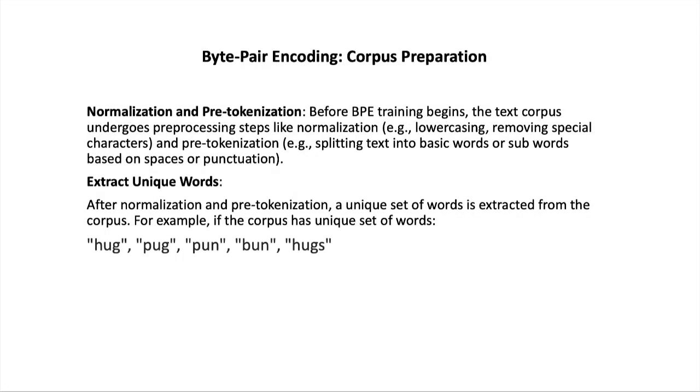Before we can apply byte-pair encoding, we need to prepare the text. This involves two key steps: normalization and pre-tokenization. Normalization means that we clean the text, things like converting everything to lowercase or removing any special characters. Pre-tokenization is where we split the text into smaller chunks, usually by spaces or punctuation. Once the text is cleaned and split, we extract all the unique words from the dataset. For example, let's say our corpus includes the words hug, pug, pun, bun, and hugs. These unique words are what we'll start working with in the next step.